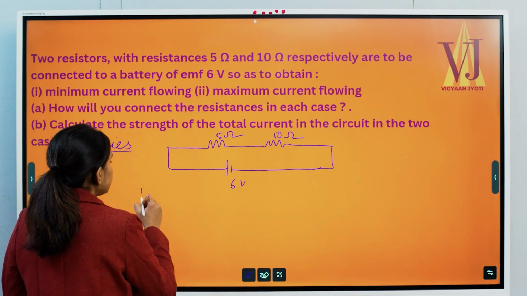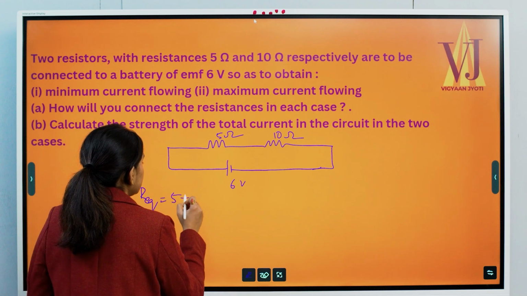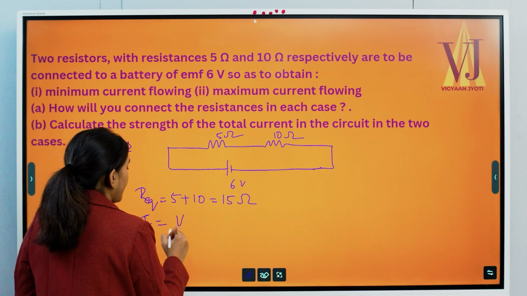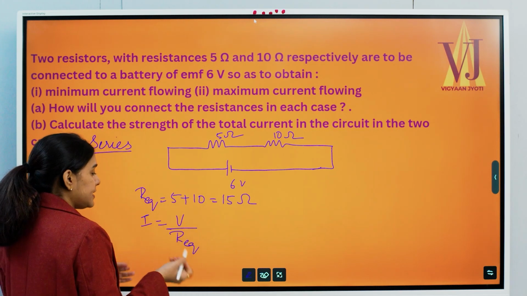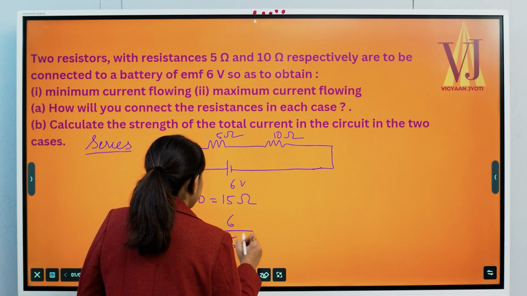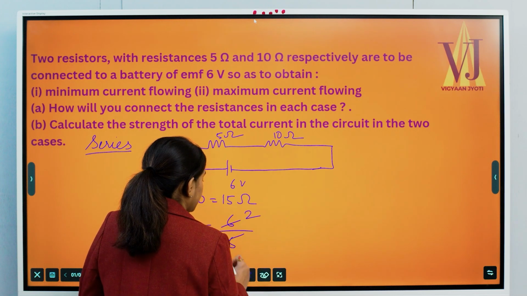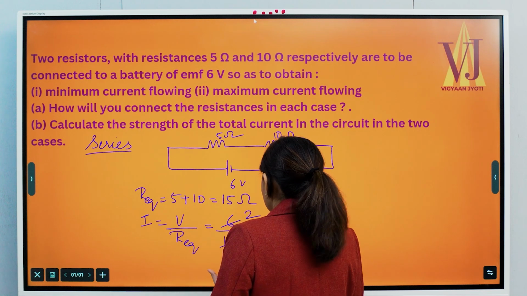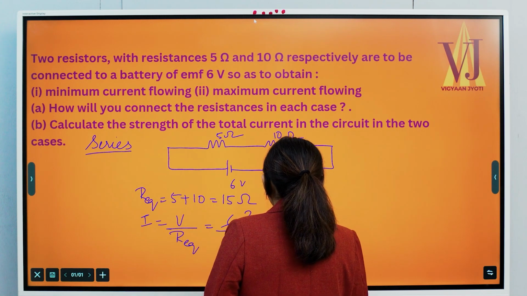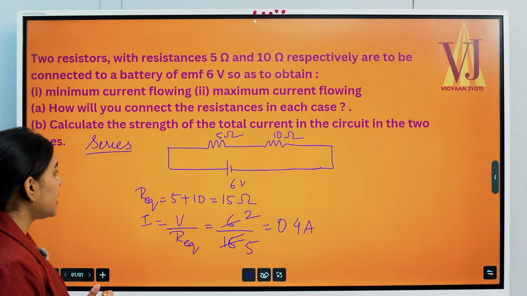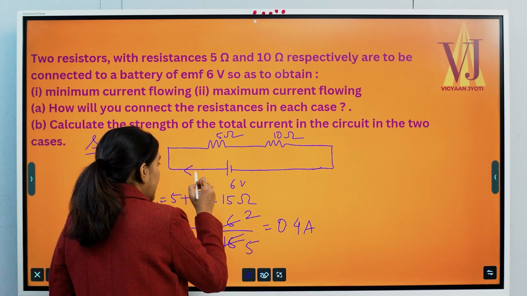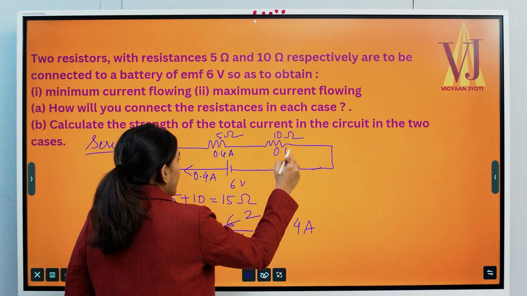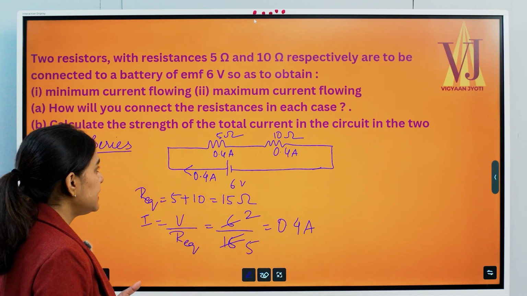Now we will see what the equivalent resistance is. The equivalent resistance is 5 plus 10, that is 15 ohm, clear? My current will be the overall voltage divided by the overall equivalent resistance, that is 6 by 15. 3 2s are 6 and 3 5s are 15. So we definitely have 0.4 ampere. In series, the current that will start flowing is 0.4 ampere, so here also it's 0.4 ampere, here also it is 0.4 ampere. Till this much is clear.